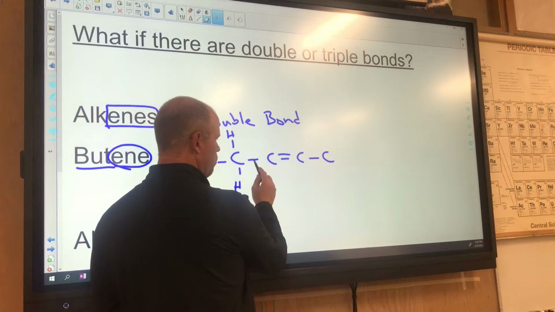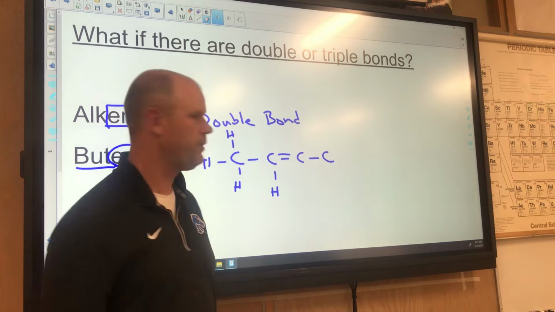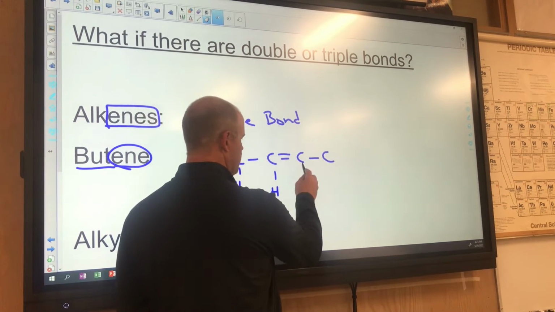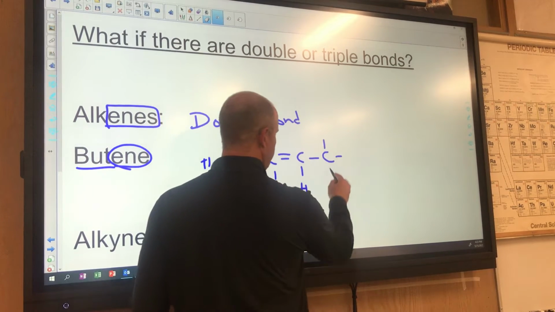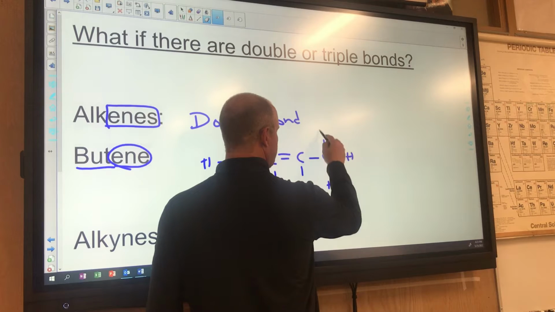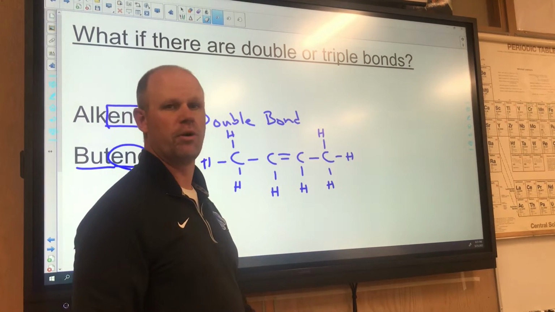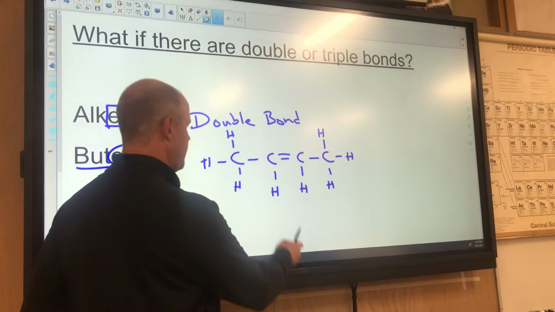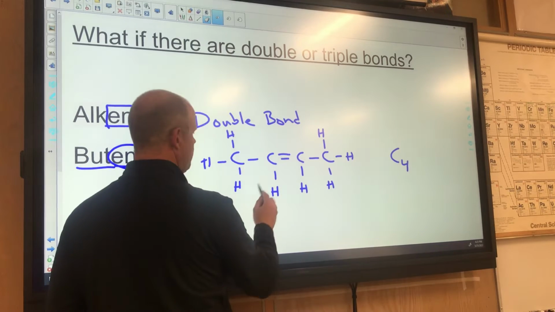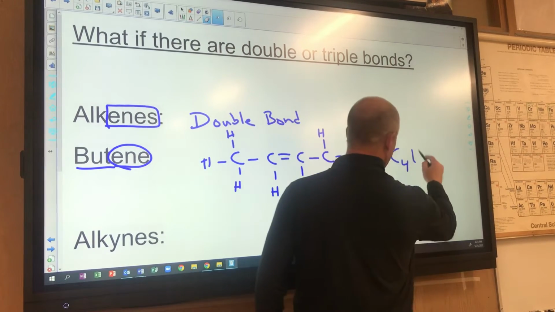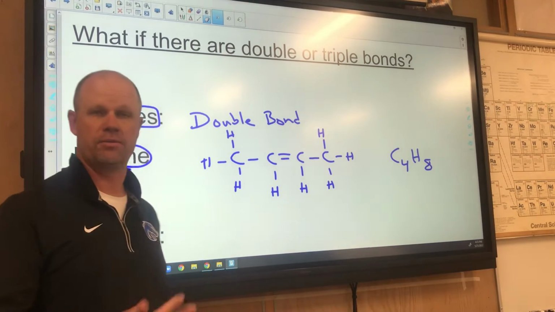Over here, this one has 1, 2, 3 bonds already, so I'm putting in a single hydrogen. Doesn't matter whether it's going up or down. This one is 1, 2, 3, so I'll put in the hydrogen there. That's 4 total. And then I've got 1, 2, 3 more spaces here. So because of that double bond, there's less hydrogens I can put in because the electrons have been used for bonding, for sharing. So let's count this up. This is C4, 1, 2, 3, 4, 5, 6, 7, 8. C4H8. There's the formula for butene, which is slightly different than butane.